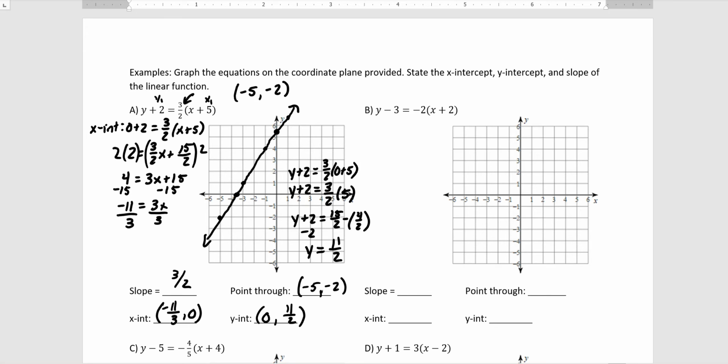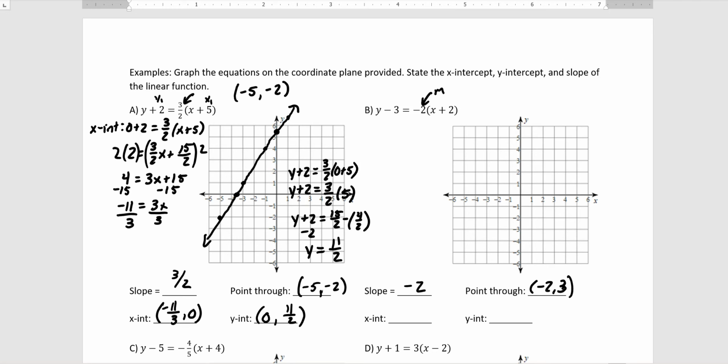All right. Let's try another together. Let's look at letter B here. y minus 3 equals negative 2 times the quantity x plus 2. So my slope, they give me right there, negative 2. My coordinate point would be negative 2, comma, positive 3.